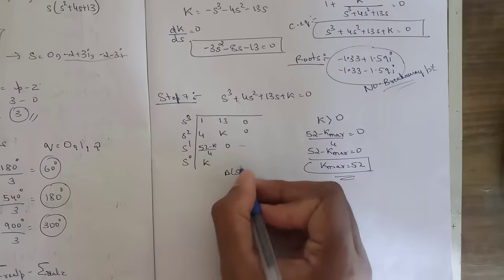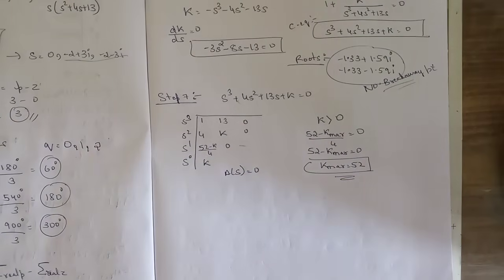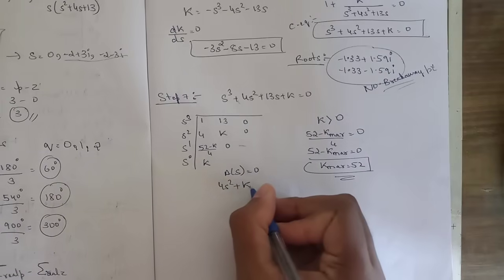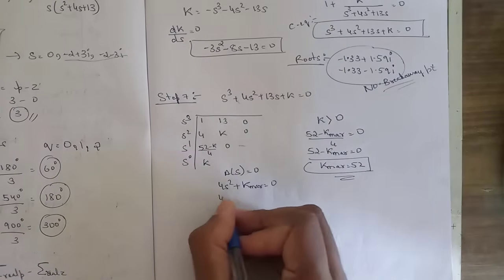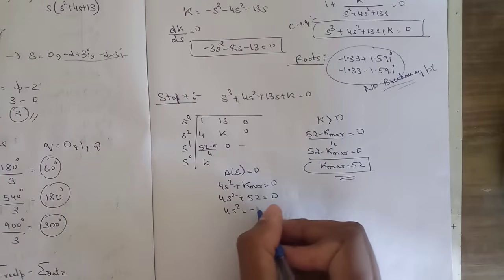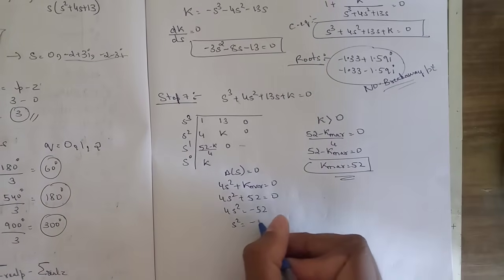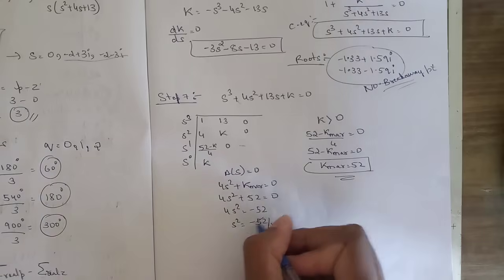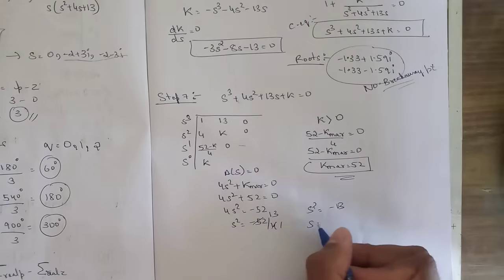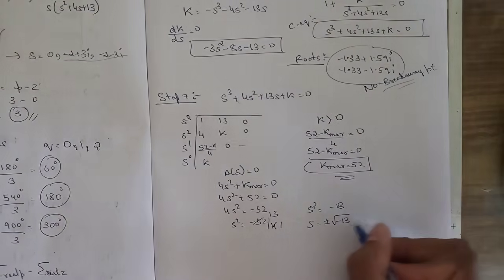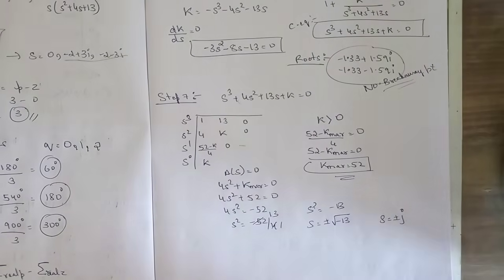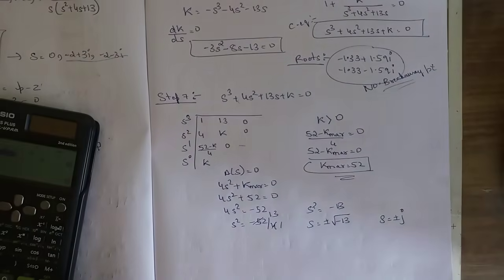So now we need to put that in the auxiliary equation by equating it to 0, above the row of zeros, that is 4s square plus k_marginal equal to 0, 4s square plus 52 equal to 0. 4s square is equal to minus 52, s square is equal to minus 52 by 4, 4 ones are 4, 13s are, so s square is equal to minus 13. So s is equal to plus or minus square root of minus 13. So again we have a minus term inside the square root, so s is equal to plus or minus j into square root of 13.